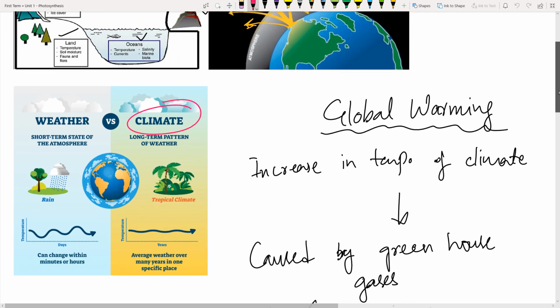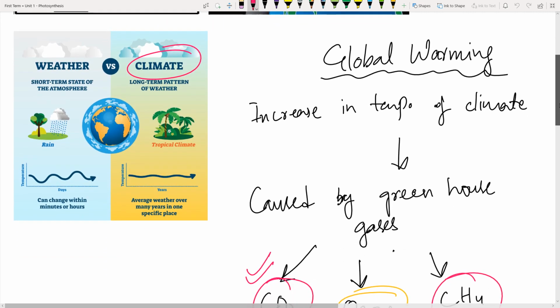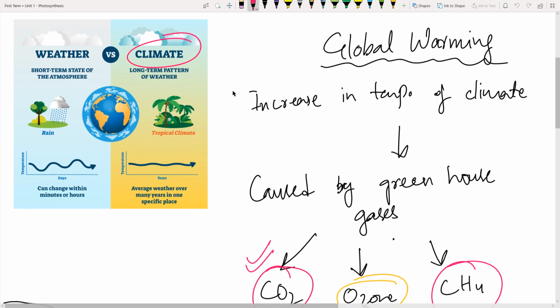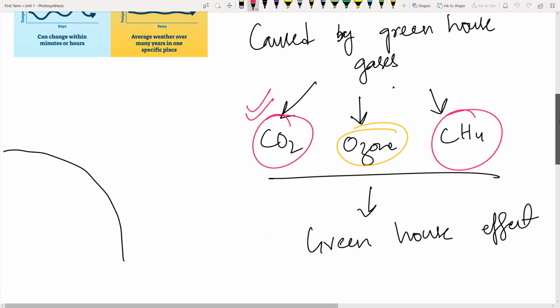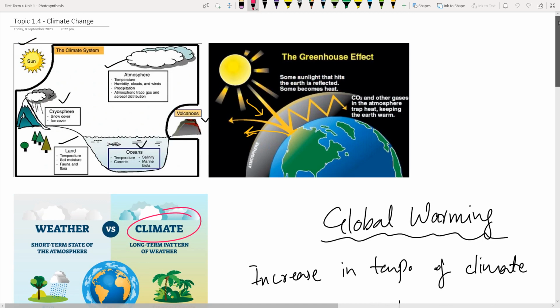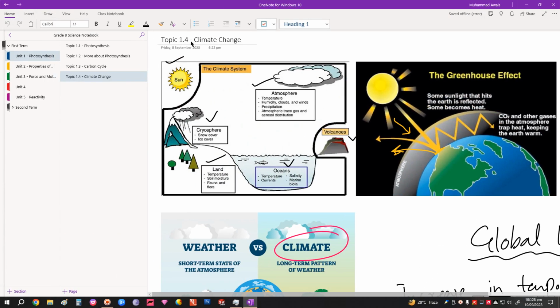There are several factors that we have discussed in the class that result in climate change, right? We compared climate and weather as well. So I hope I'm able to help you revise this content for your upcoming topical test.